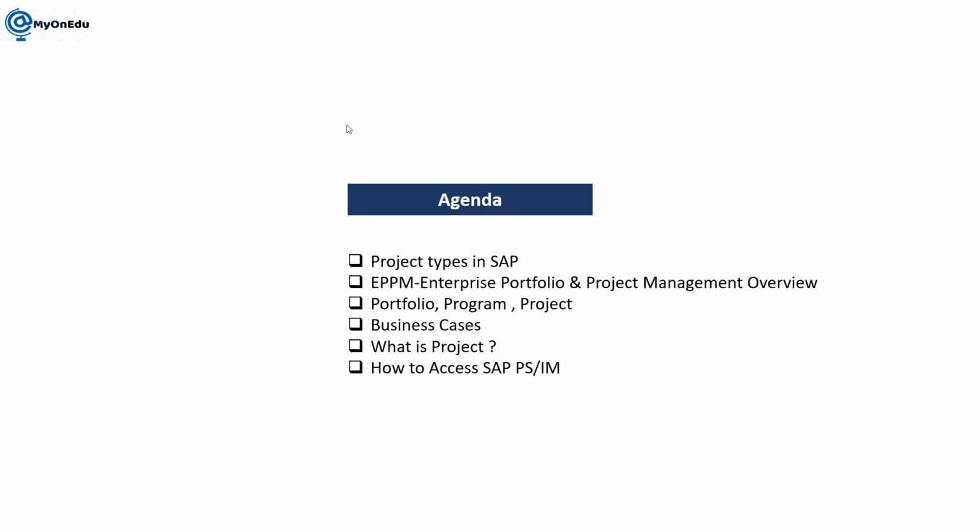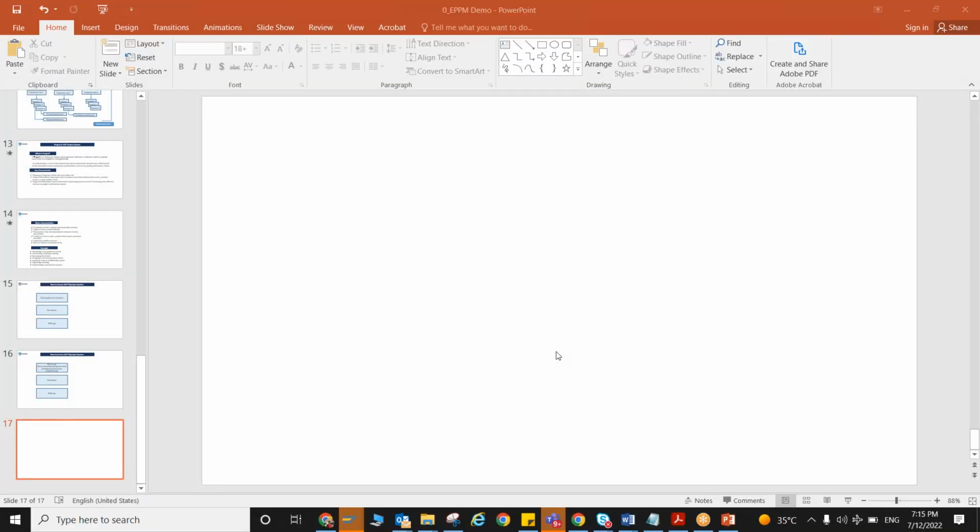So here SAP, basically it's a software which is working based on the ERP concept. ERP means enterprise resource planning. Enterprise resource planning means whatever resources you are having within the organization, how you can plan efficiently all resources in your organization.